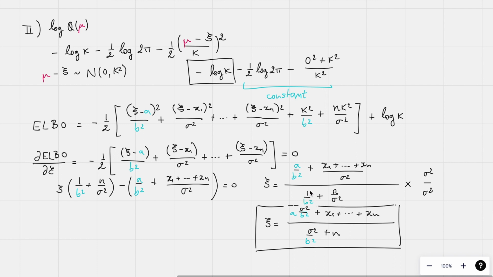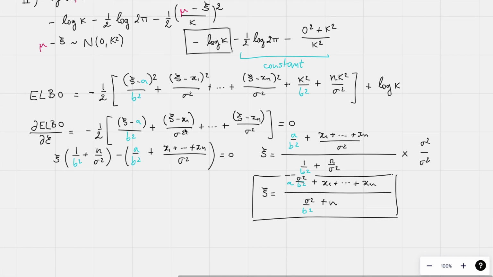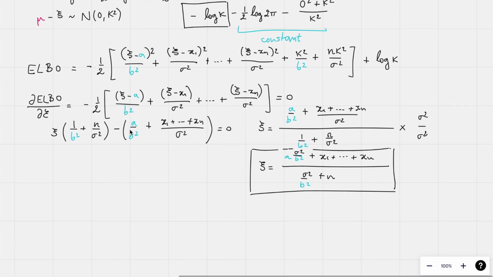So at the end of these computations, we obtain that the best Q that we can find among the Gaussian distributions is such that the expected value should be that. And so this is exactly the term that we obtained when we went through the direct computation. So that's exactly identical. Let's move on and see what happens for the second parameter, for kappa.